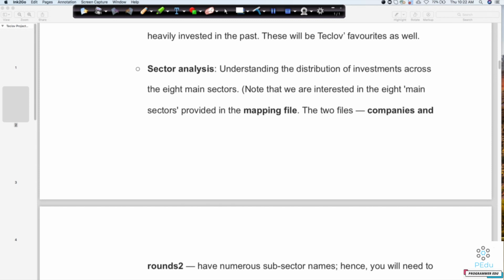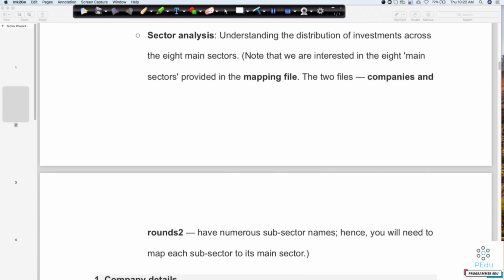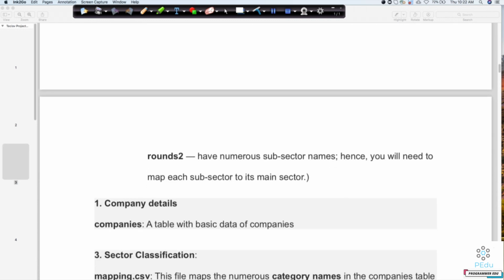So remember I told you the 3 data files which I have, there is a mapping file. In that mapping file, the information related to sector is there, and from there we will be interested in the top 8 main sectors. The other 2 files, companies and rounds 2, have numerous subsectors, and hence you will need to map each subsector to its main sector.